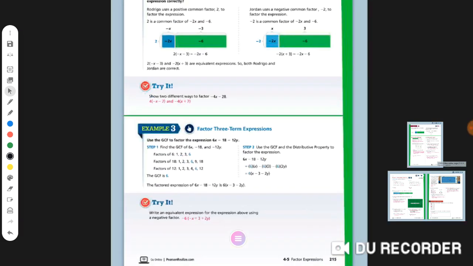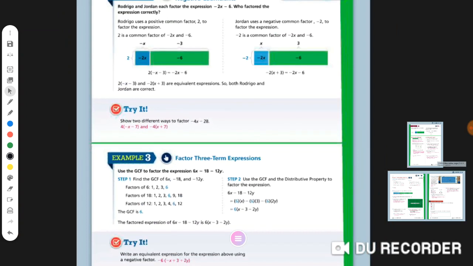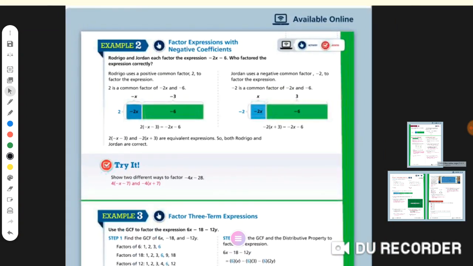Okay, next, example number 2 on the next page. The same way: use a positive common factor to factor the expression. This expression, how do we factorize it?